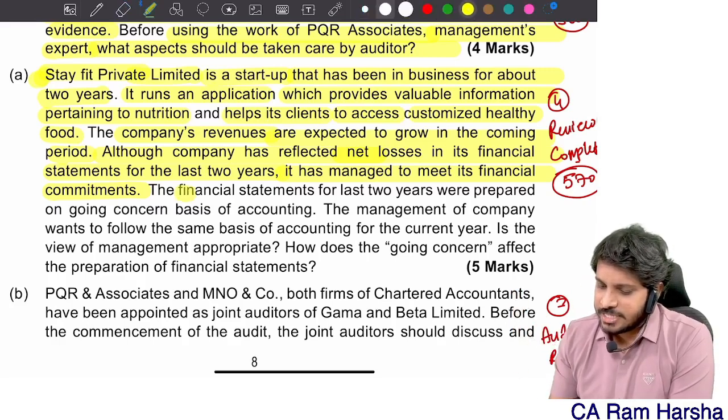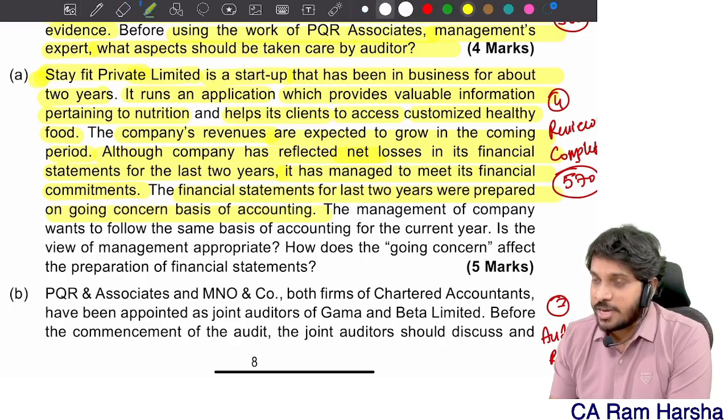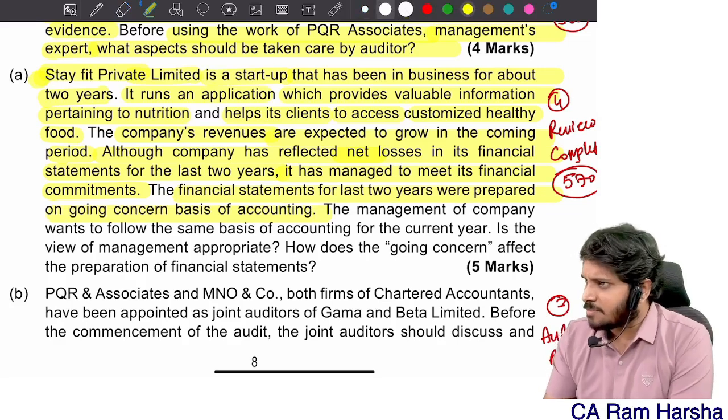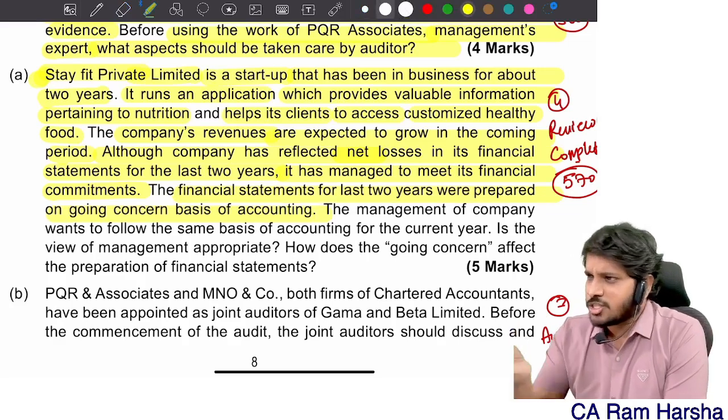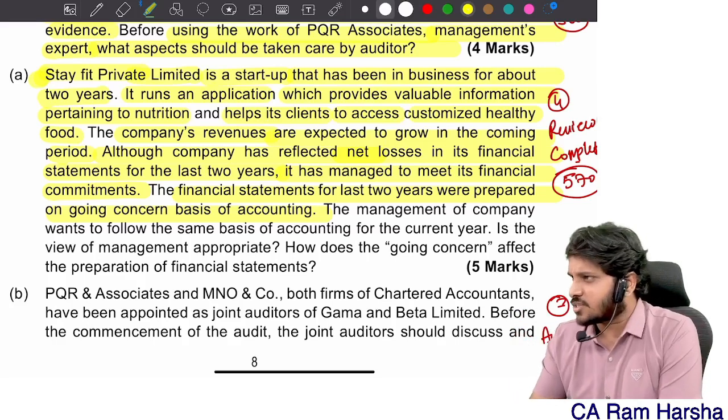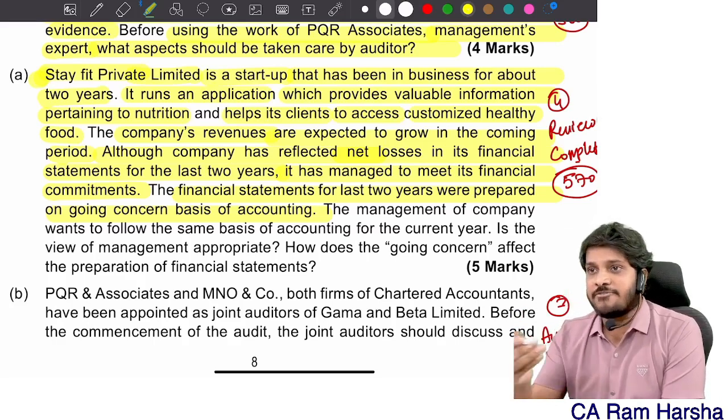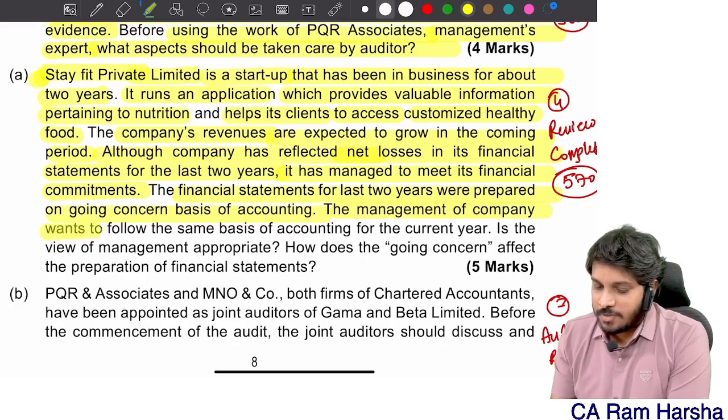The financial statements of the last 2 years were prepared on a going concern basis, which is good because they are meeting commitments, and that too it's a startup. Losses are common in a startup and do not affect going concern of the startup. Probably they might be having funds. The management of the company wants to follow the same basis of accounting this year. Is the view of the management appropriate?